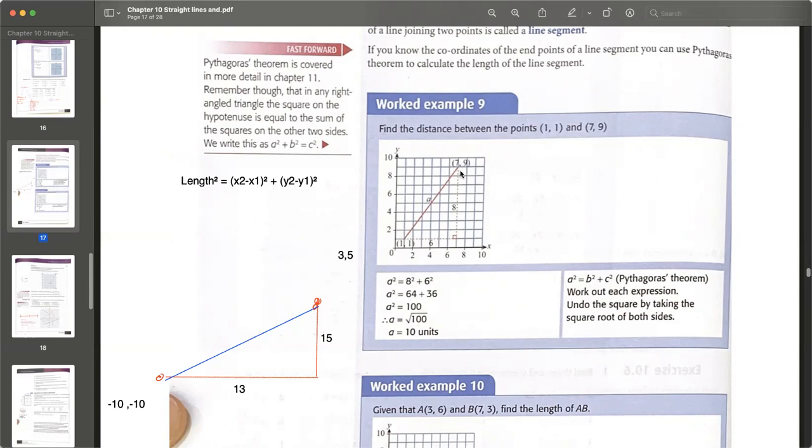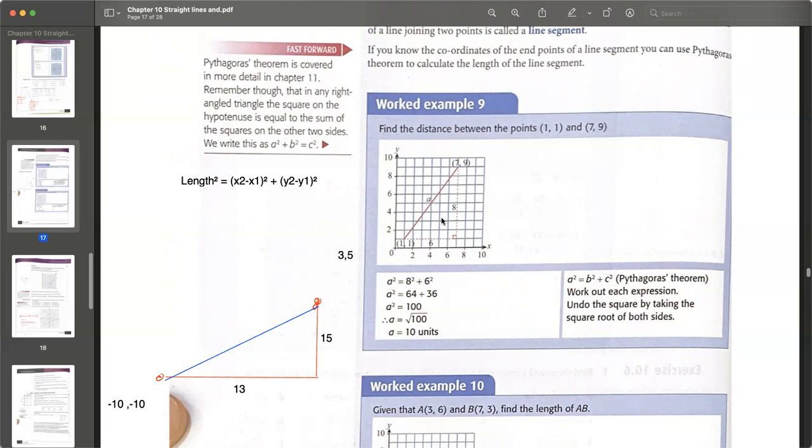When you have 8 units here and 6 units, you will form a right angled triangle. When you form a right angled triangle like this, you will be able to calculate this line, which is your hypotenuse, by using the Pythagoras theorem. Pythagoras theorem means a square plus b square equals c square. This is your hypotenuse.